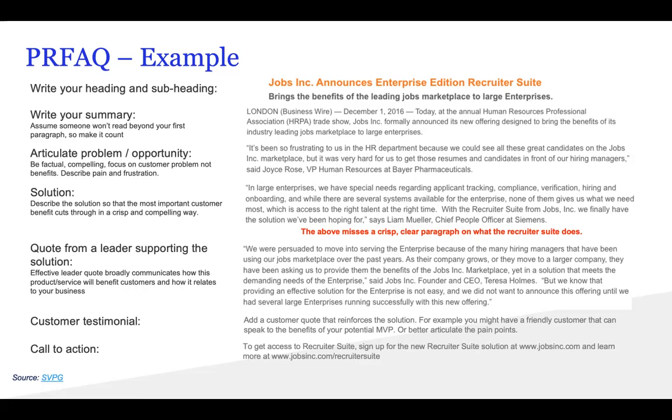And then lastly is your call to action, right? How do you get access to your product? What do you need to do? What do you need to click on? How do you sign up? This all brings to life a very realistic way in terms of getting your product out there in the field.